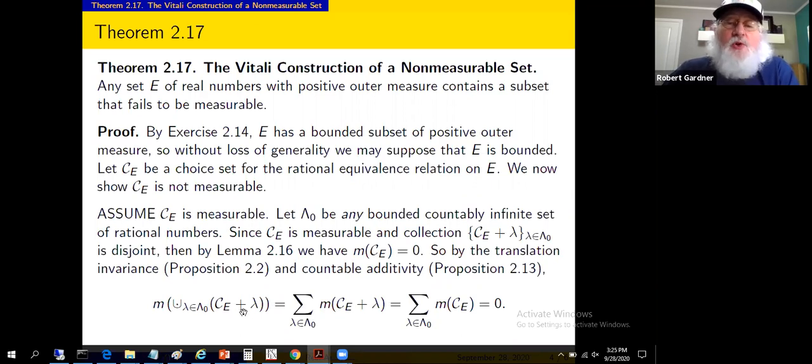Disjoint, measurable, countable additivity. So we get the sum over those lambda values of the measure of C sub E plus lambda. We know translation invariance: the measure of the translates is the same as the measure of the original set. The measure of C sub E plus lambda equals the measure of C sub E. That is, drop the lambdas. And we saw that the measure of C sub E is 0. So we sum up all these zeros, countably many, and we get 0. So we've just shown, under our assumption, that the measure of the union of these things is 0.